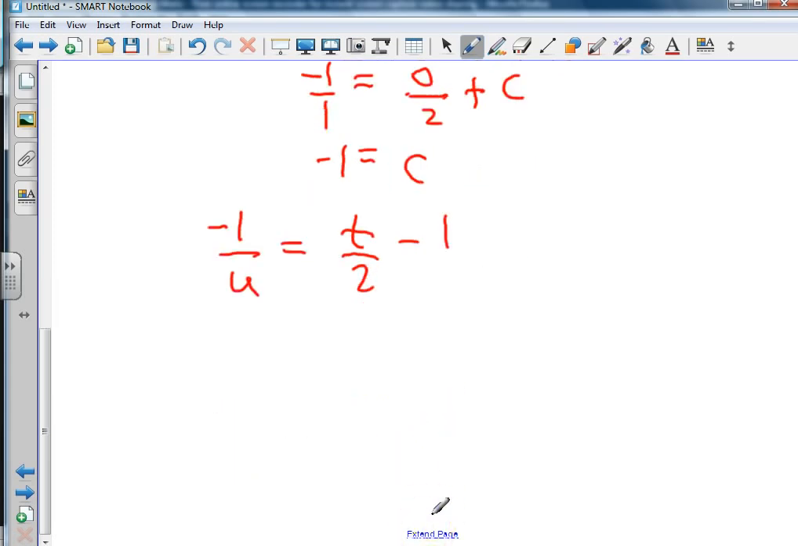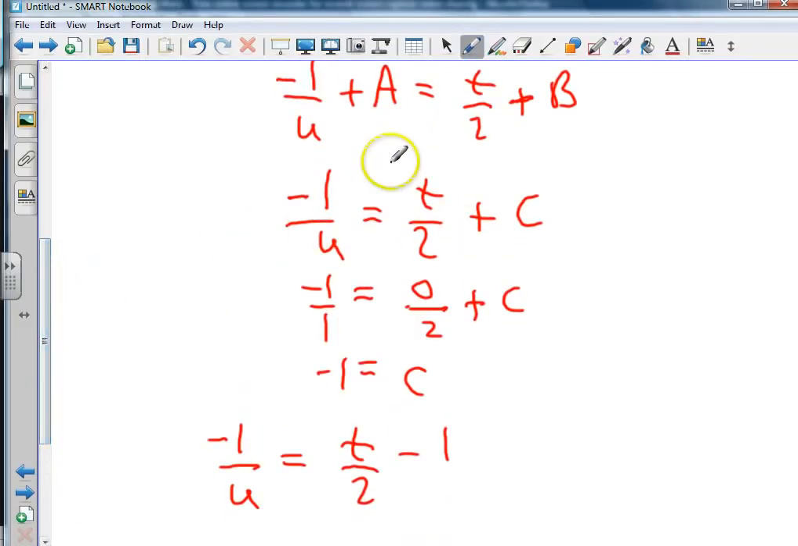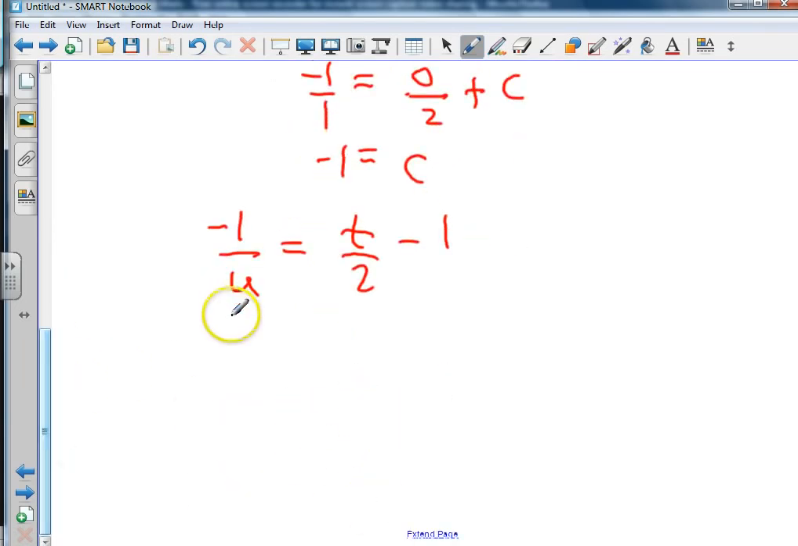Am I done? Not really, because I want to get u alone in the numerator. Don't I usually get u alone, or p alone, or y alone in the numerator? This ain't it. This is a general solution. This is a particular solution to this problem. But I want to get u alone. How do I do that?